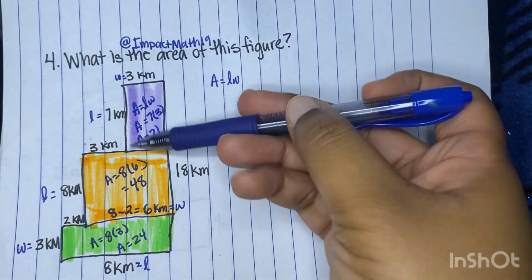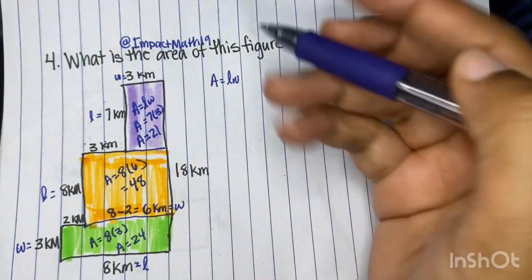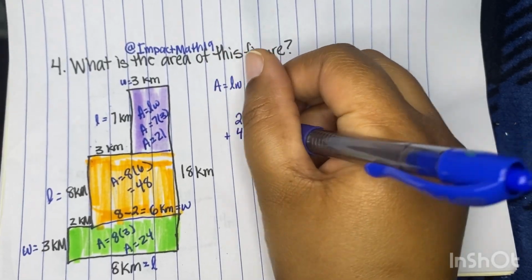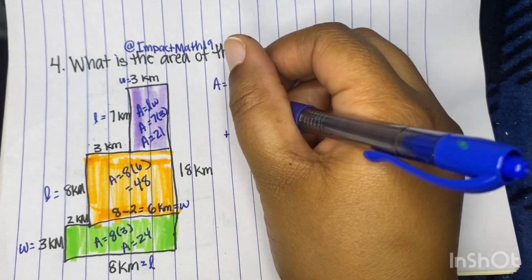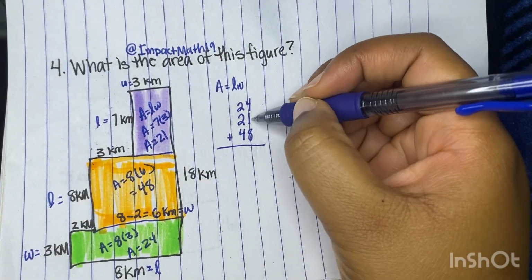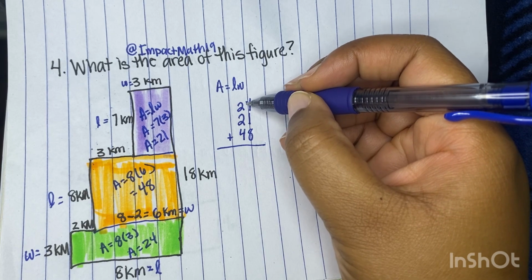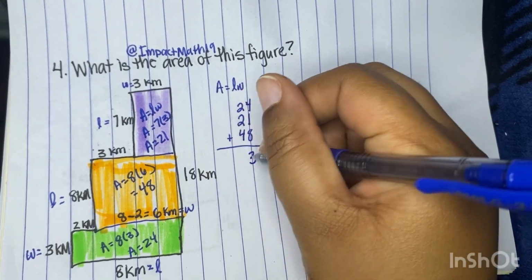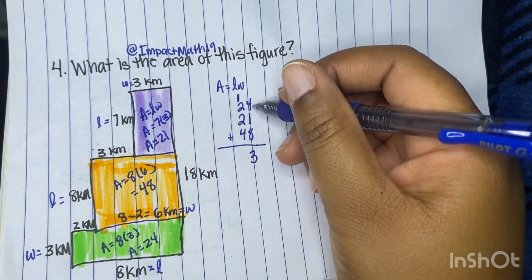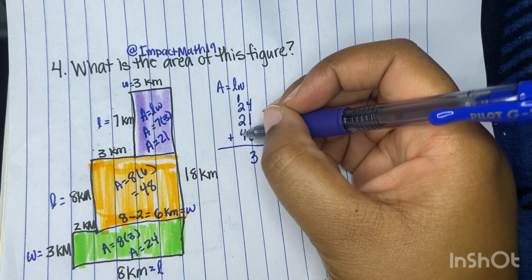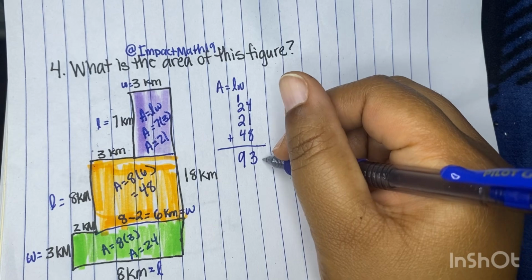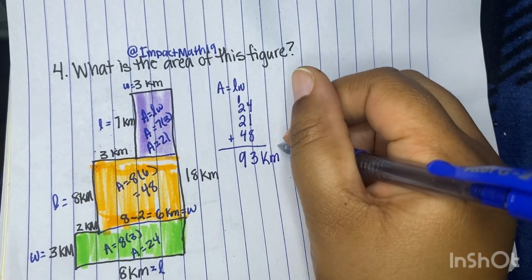Now, if we want to find out the total area for this whole picture, we have to add 21 plus 48 plus 24. We have to add that all up. So 8 plus 2 is 10, plus 3 is 13. Okay, so 8, 9, 10, 11, 12, 13. And then we're going to do 4 plus 4 is 8, plus 1 is 9. And we get 93 centimeters squared.